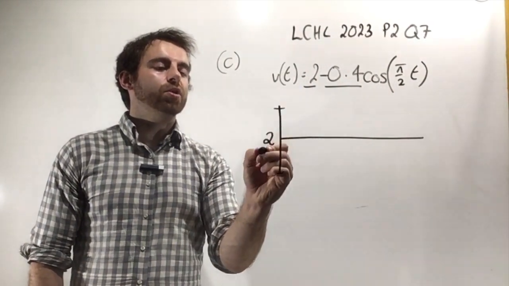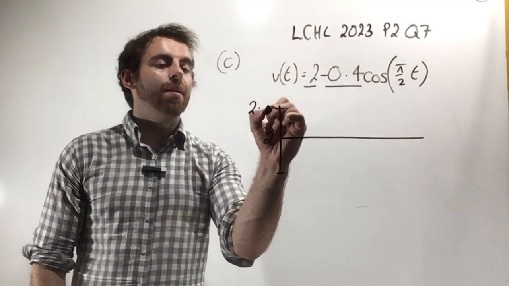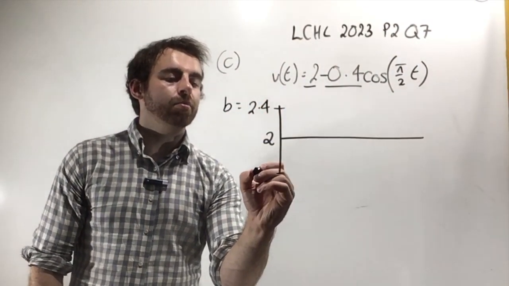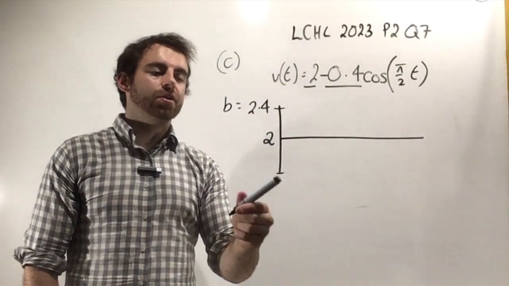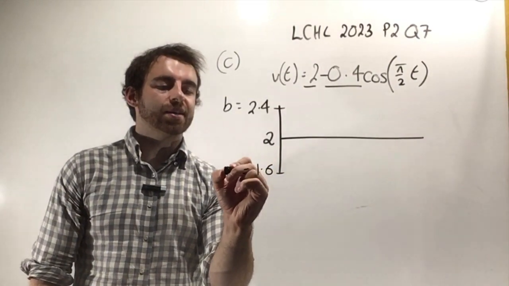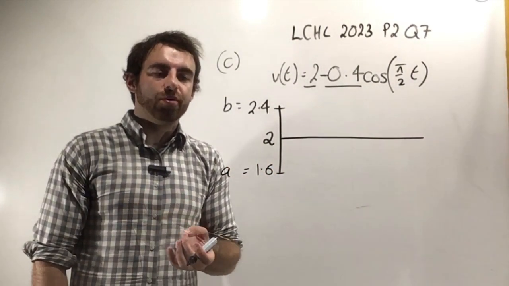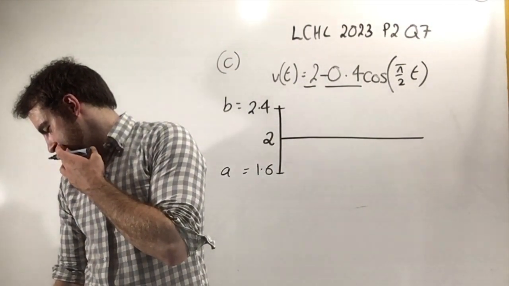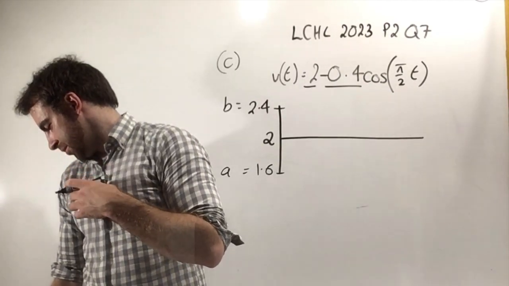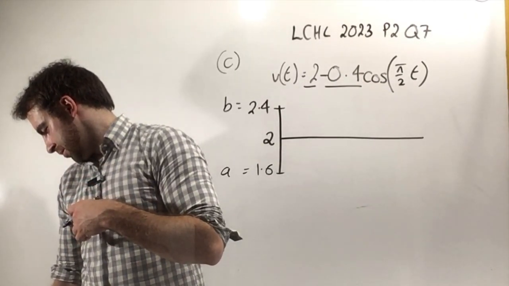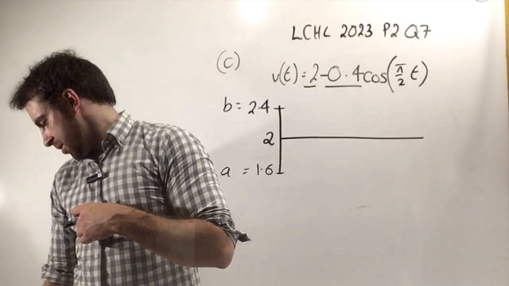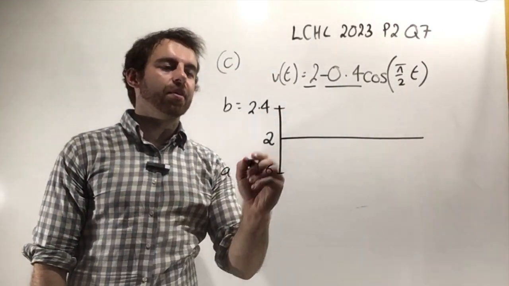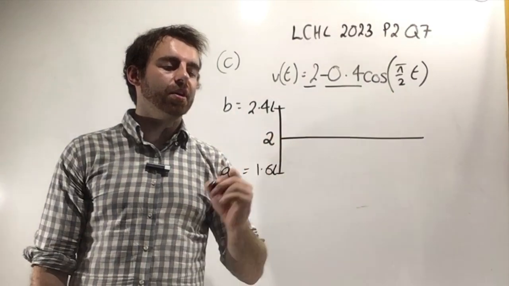So the maximum, we just take the average and we add the amplitude. So the maximum, B in this case, is equal to 2.4. And to get the minimum, you just subtract 0.4. 2 minus 0.4 gives me 1.6. So your answer is that B is 2.4 and that A is 1.6. And just to be safe there, we can add in liters. We can say it's 2.4 liters and 1.6 liters.